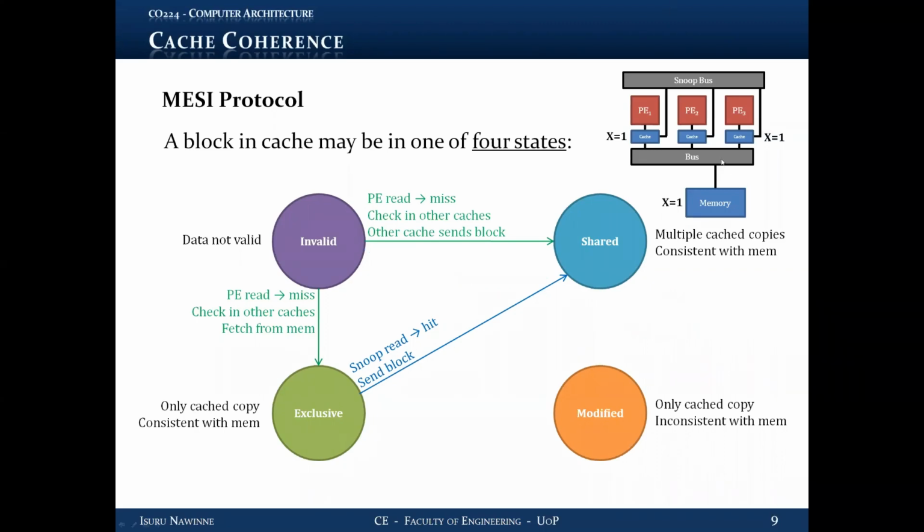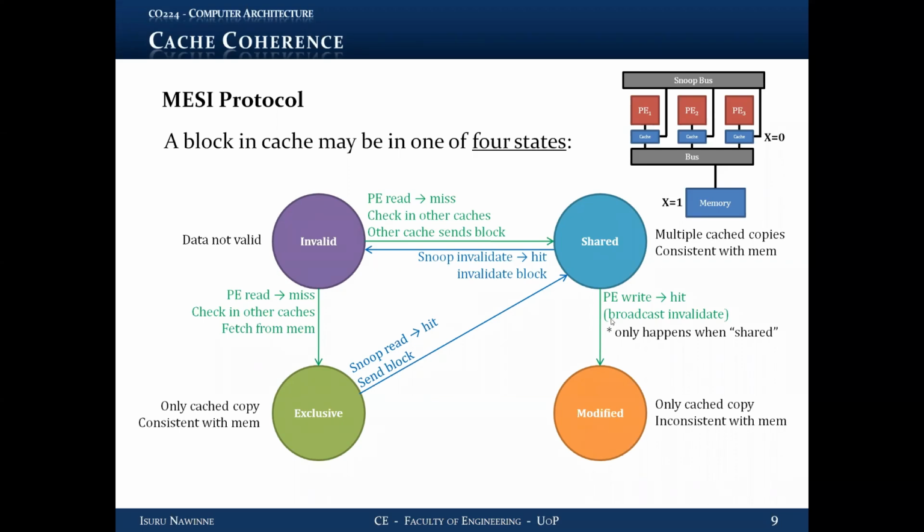I'm sorry, there's a mistake. The write is performed by processing element 3, not 1. Processing element 3 performs the write, not 1, right? So both caches had the same shared copy, same value, consistent with memory. Processing element 3 is going to perform the x equals 0 write. Okay, so cache 3 controller receives a processor write, a CPU write, and that access is a hit. We had the block in the cache.